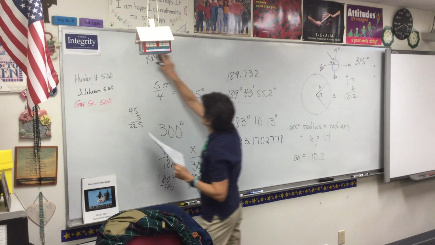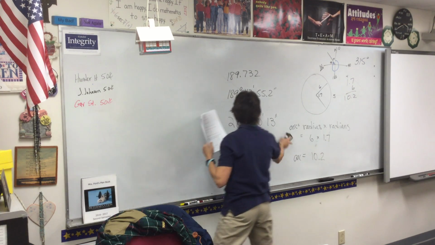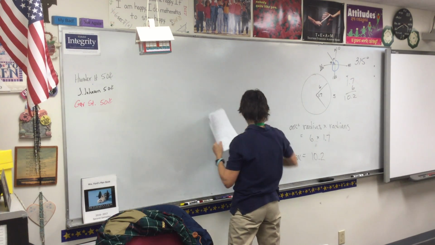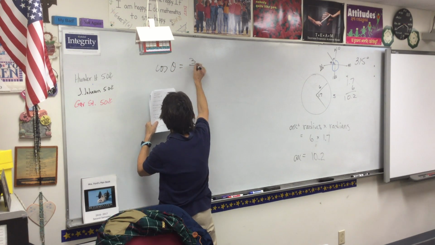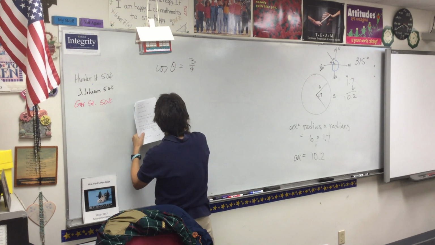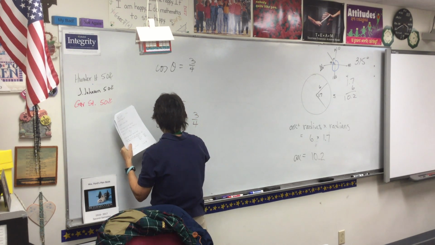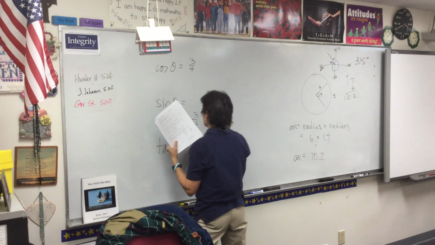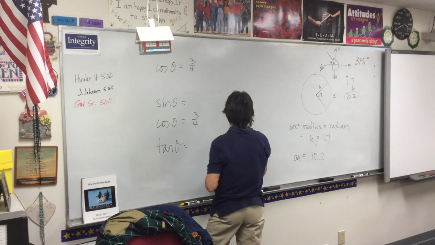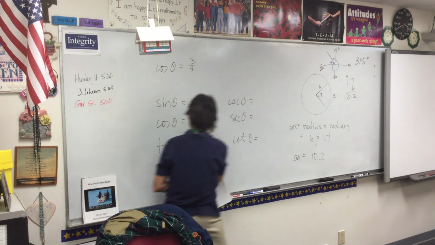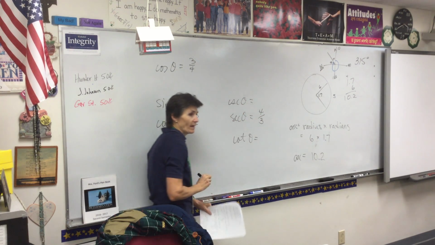Okay, so the next one, definitely a test question. You got to find all of the values. So we got to find sine and cosine, we already know, and tangent, and cosecant, and secant, and cotangent. And since we know cosine, we automatically know secant, right? So we might as well fill that in.